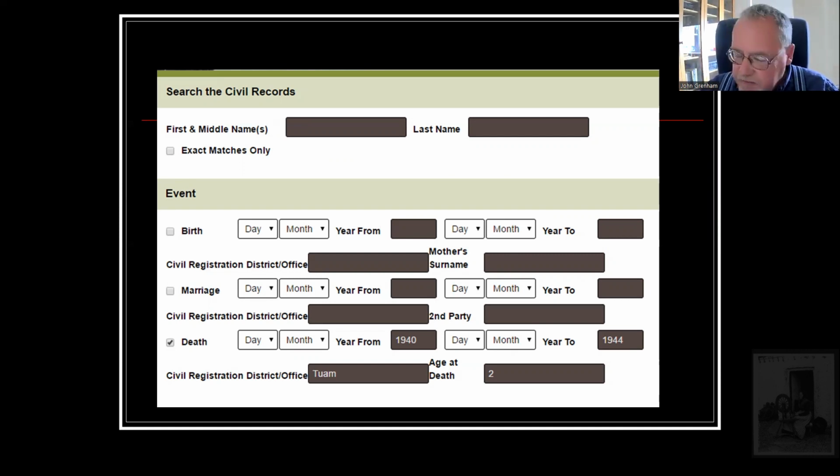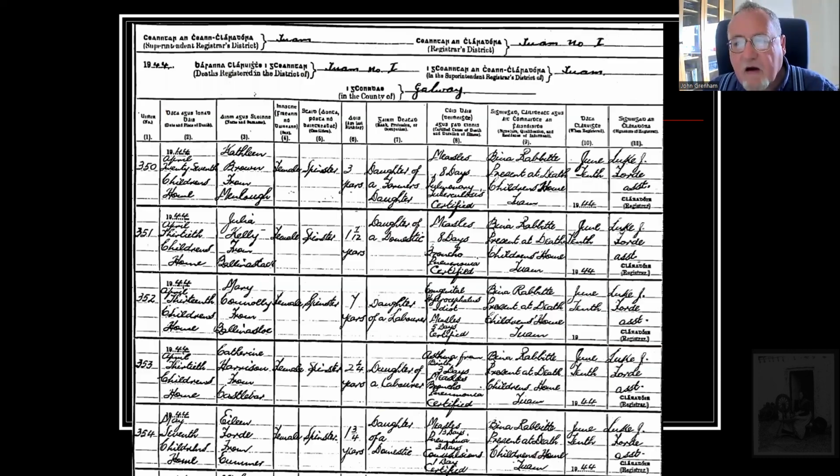Tuam, I don't know if you're aware, if you're in Ireland, you certainly are, that this is where the mother and baby home scandal basically began, where they discovered an unmarked graveyard where basically babies' bodies had been disposed of rather than buried properly. And here they are. Okay, we've searched 1940 to 1944. This is one of the pages that comes back. Children aged 2 at death.